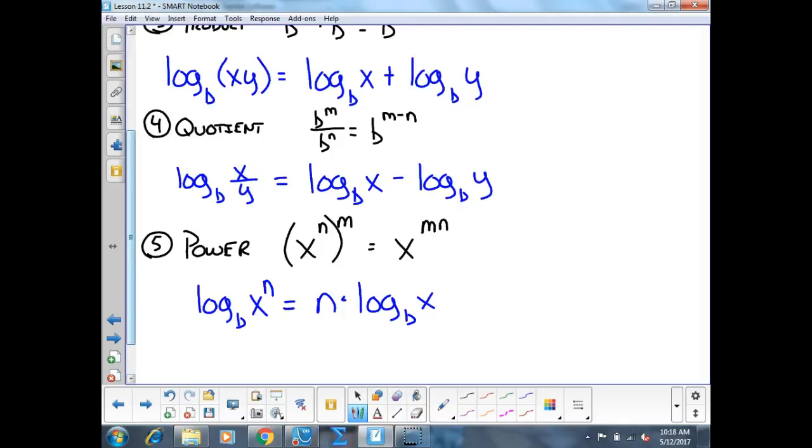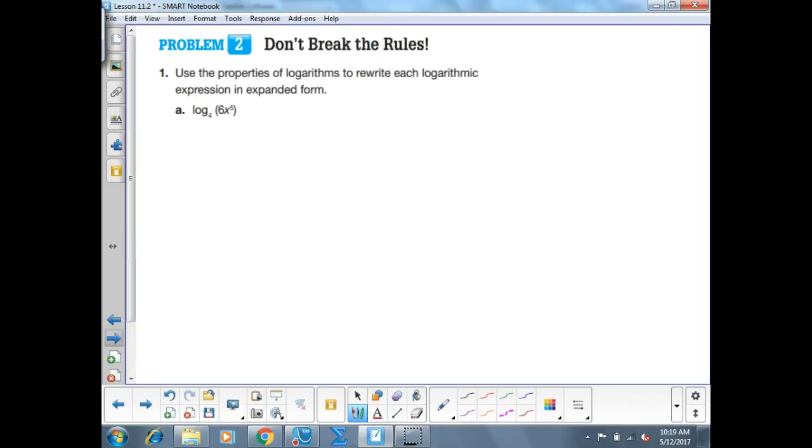Expanding is just what it sounds like. We're going to make a single log become a bunch of logs. We're going to write it out, make it become bigger. We're going to expand it. Contracting is you take this string of logs and whittle it down into one log. And we need both of those for next week. So this is at the bottom of page 831 now.